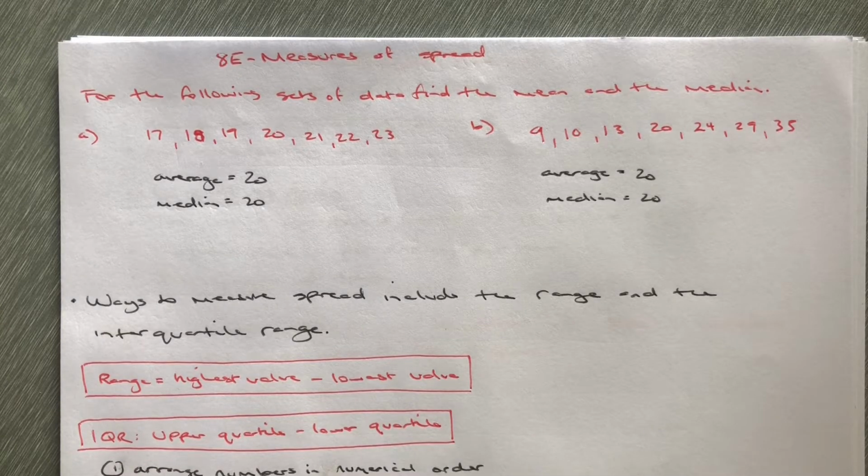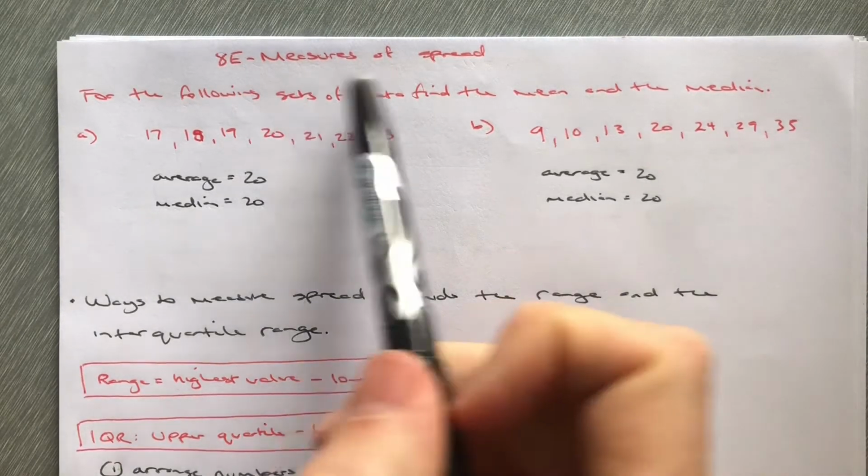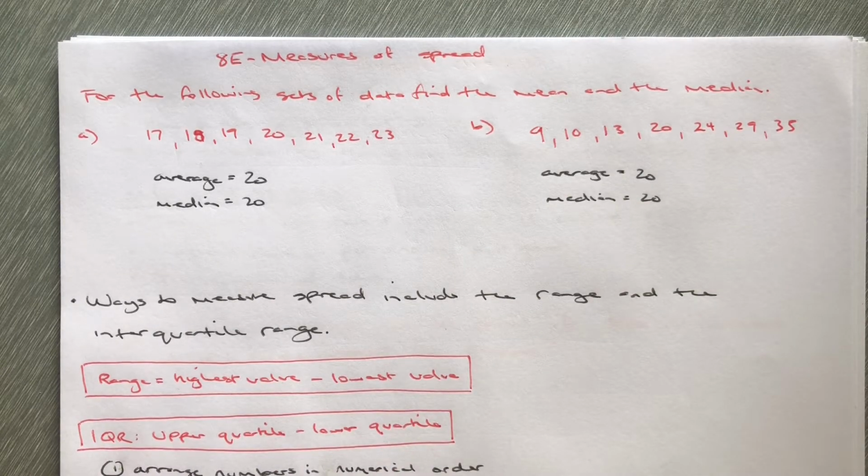Hey, you're right. We're up to 8E, which is measures of spread. Now, we've already worked on what average is, what median is, and what mode is. Now we're looking at something else we can use to measure the data. And as it says here, it's measuring how spread out these numbers are.